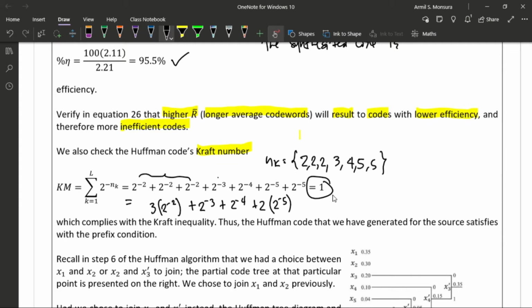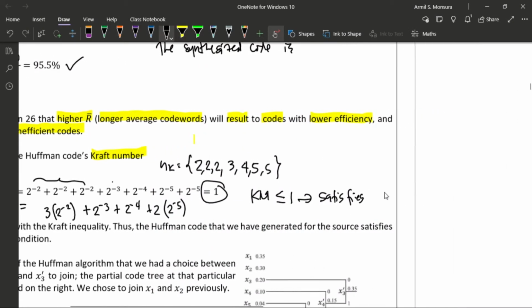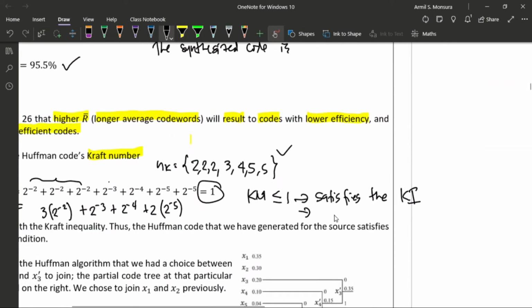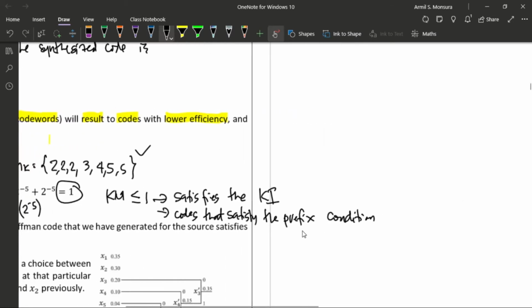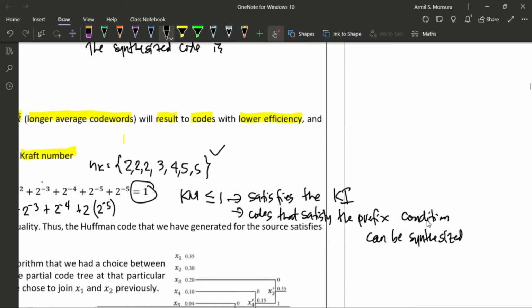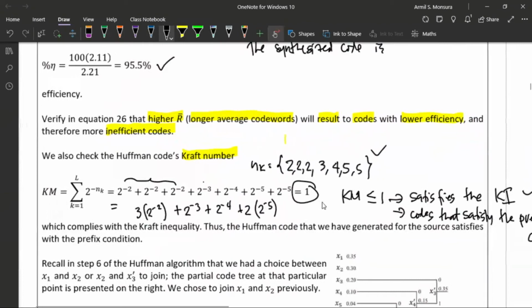And since this is 1, the Kraft number for this Huffman code that we have generated satisfies the Kraft inequality. Which means for this set of code word lengths, codes that satisfy the prefix condition can be synthesized. We can synthesize source codes that satisfy the prefix condition because we can see that this set of code word lengths satisfies the Kraft inequality. Now, you can check.